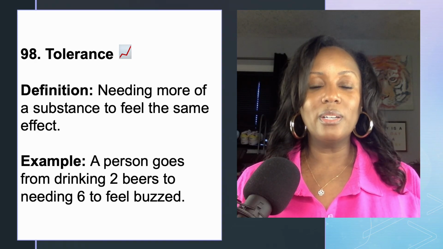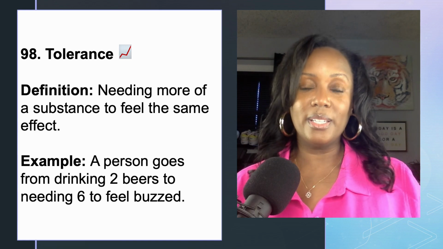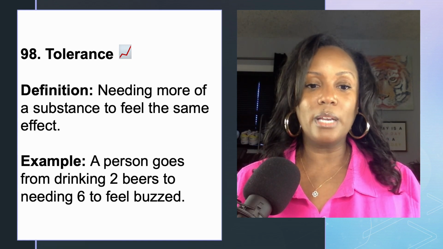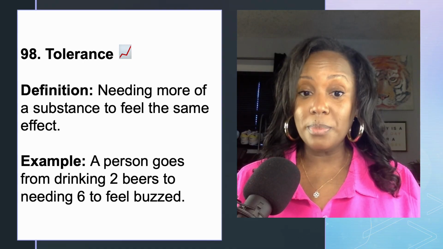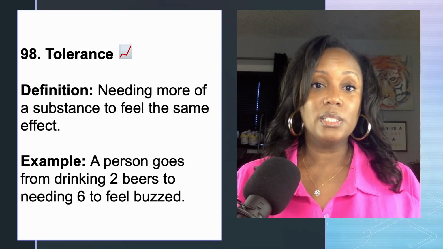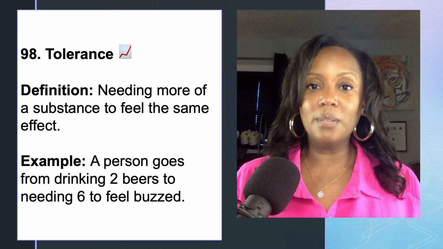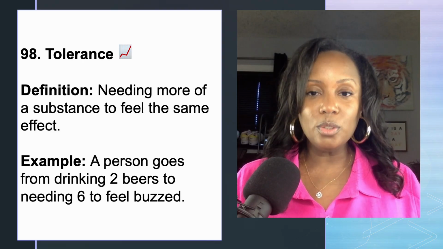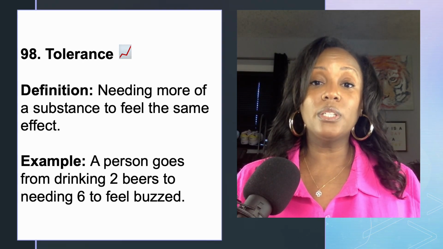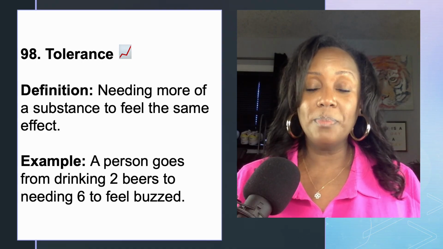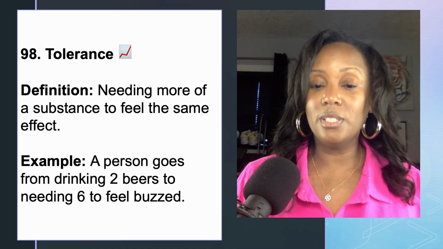Term 98 is tolerance. Tolerance is needing more of a substance to feel the same effect. An example of tolerance is a person who goes from drinking 2 beers to needing 6 beers just to feel a buzz. Tolerance has a way of creeping up quietly and can build fast over time. These are the flags we look for when we're supporting someone being diagnosed with a substance use disorder.